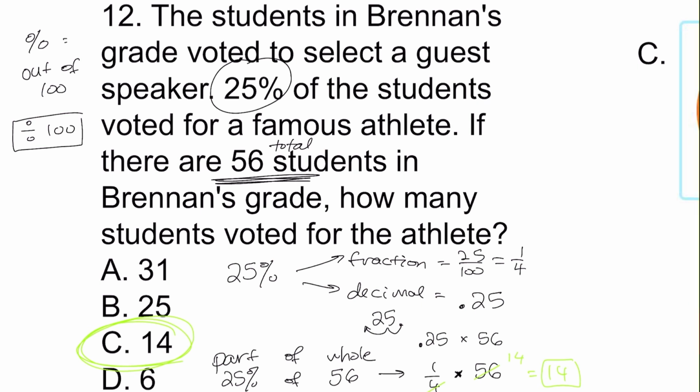So here, just to summarize, we have a percent problem, and percent means out of 100, or to divide by 100. And here, you can turn a percent into either a fraction or a decimal. Just put it over 100, or you move the decimal point to the left 2 times. If you want to do part of a whole, which of means to multiply.